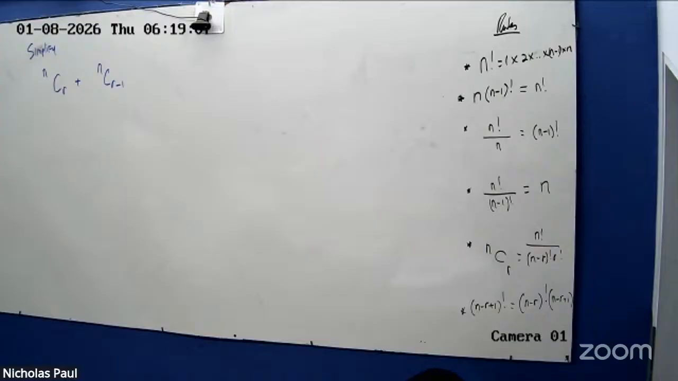Right, it should be in terms of nCr, right? Something like that, n minus 1 C r or something. It should be in terms of that.